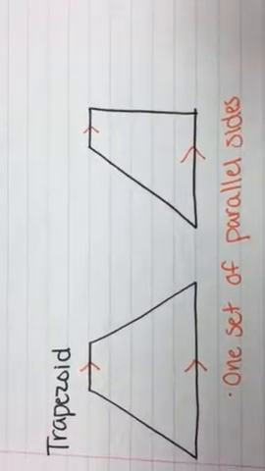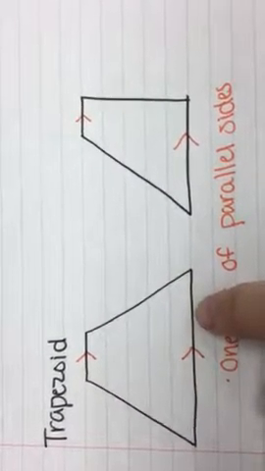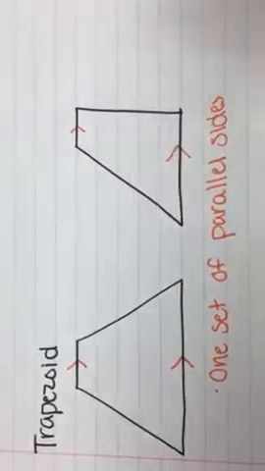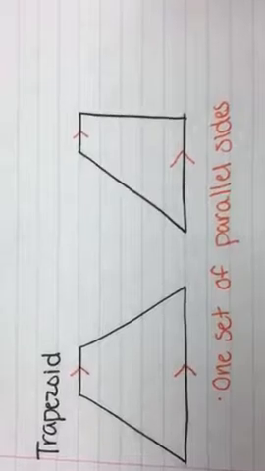A trapezoid has one set of parallel sides. As you can see, you can draw trapezoids in many different ways as long as it has one set of parallel sides.